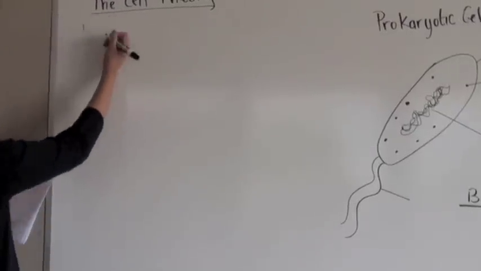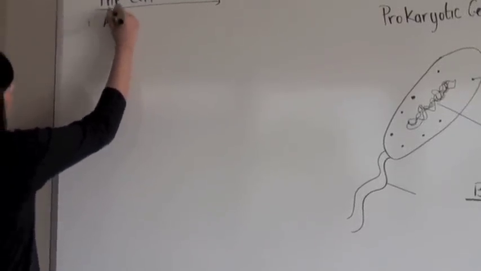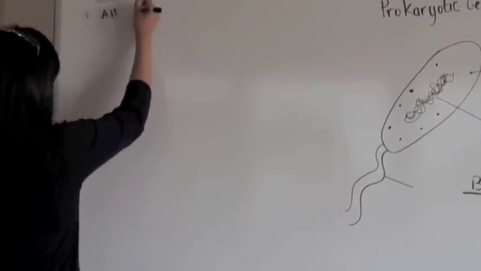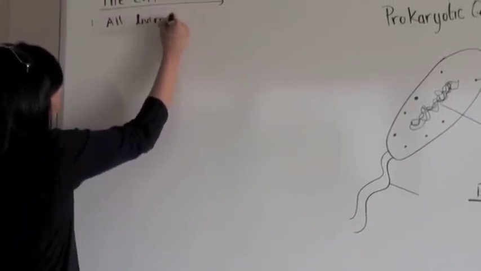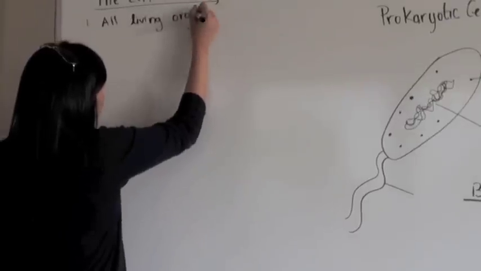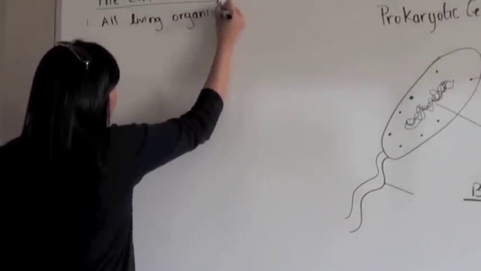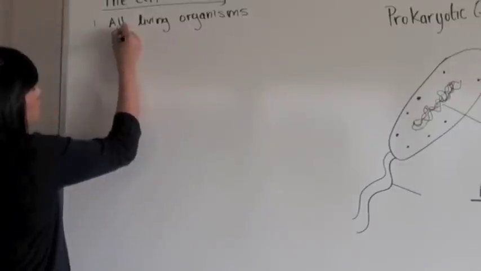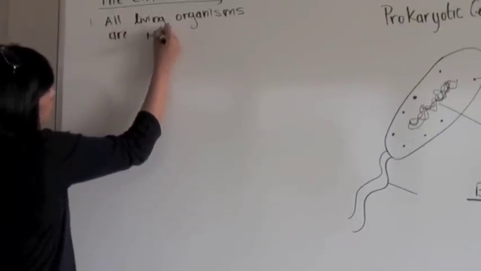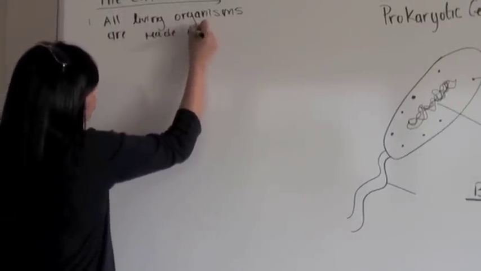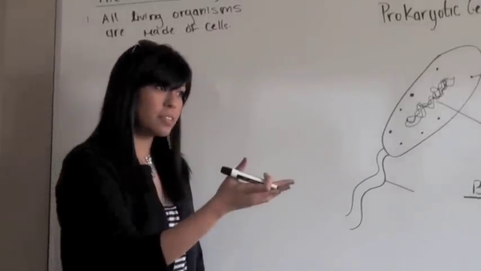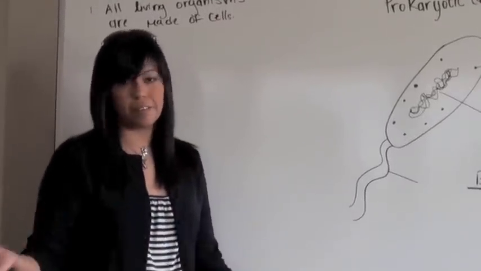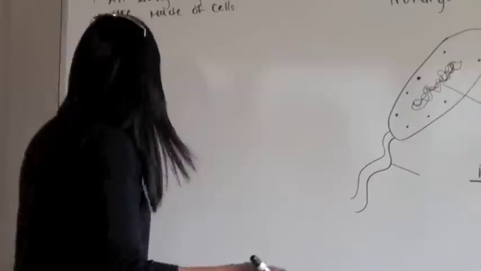The first thing we have is that all living organisms are made of cells. So we're made of cells, animals are made of cells, plants are made of cells, just everything's made out of cells. Well, all living things.